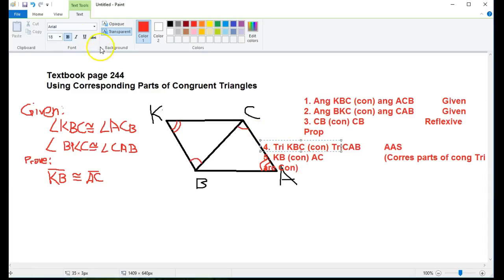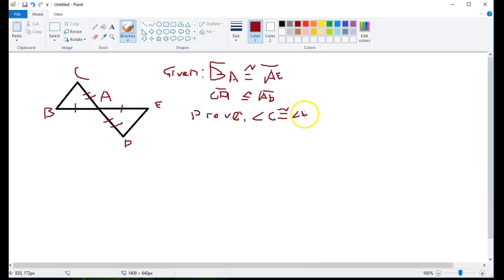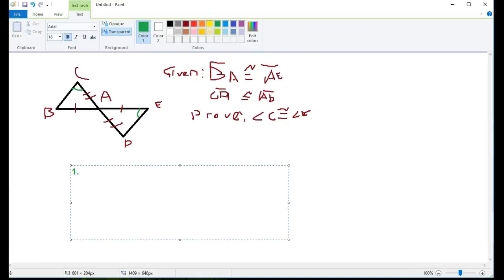Alright, moving on to angle E. We want to show this one is congruent to this one here. Okay, so let's go through the proof. The first one we're going to start off with is BA is congruent to AE, given. Second, CA is congruent to AD. Again, it is given. Next, we have two sides, and we need something else. We can't show this side and this side are congruent, so we're going to have to do something else. So we have to use an angle.